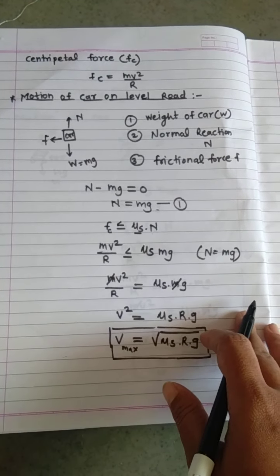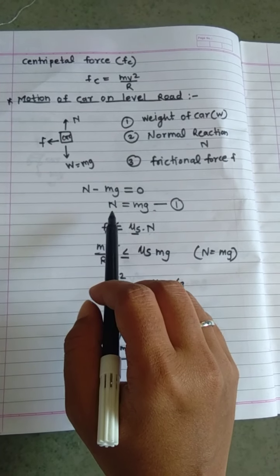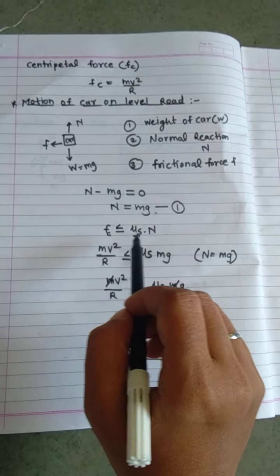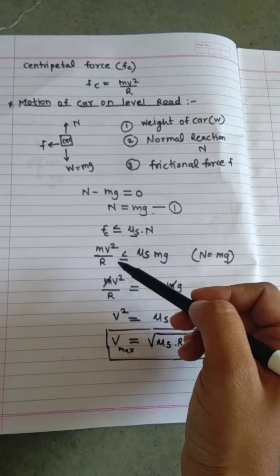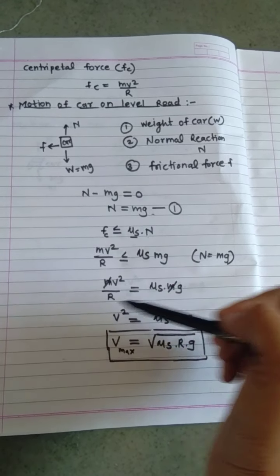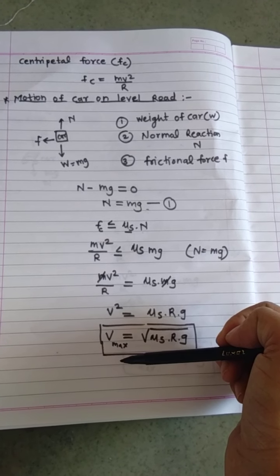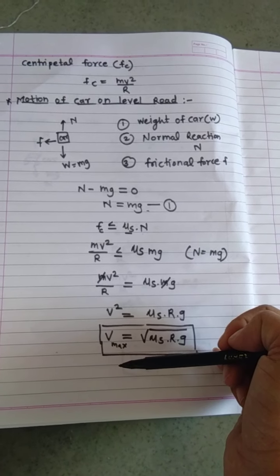Here you have to use only N minus mg is equal to 0. We have got N is equal to mg. Use this: Fc is less than or equal to mu s into N. Put N is equal to mg. Fc is the centripetal force, and you know the formula of it. Just put it in and you will get the formula for Vmax, that is the maximum speed of circular motion of a car. Thank you.